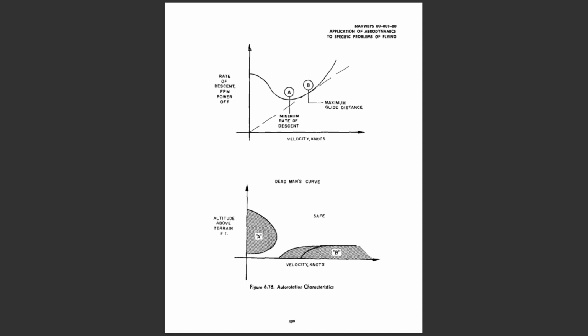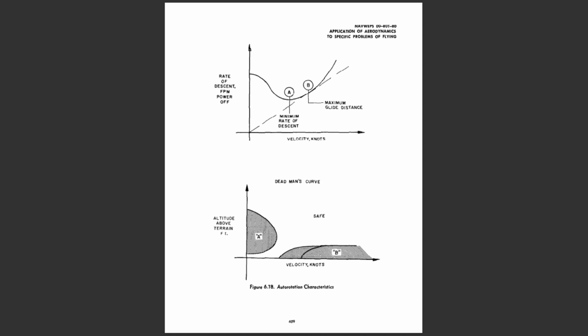This minimum becomes 500 to 600 feet for the larger helicopters, and will be even greater for helicopters with increased disc loading. These characteristics are usually presented in the Flight Handbook in the form of a dead man's curve, which shows the combinations of airspeed and altitude above the terrain where a successful autorotative landing would be difficult, if not impossible. A typical dead man's curve is shown in Figure 6.18.